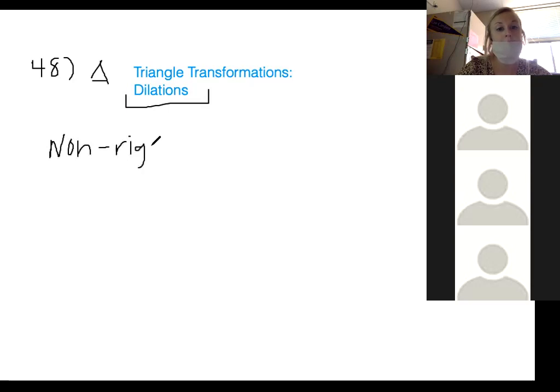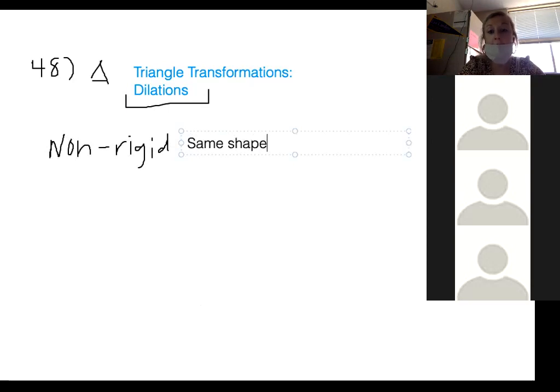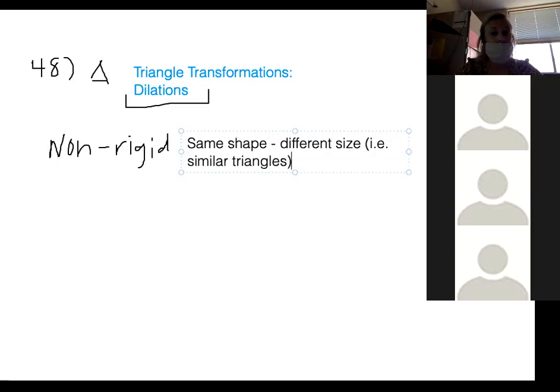Why am I writing instead of typing? Let's switch to a text box. And what non-rigid means is they are the same shape, but they're a different what? Size. Very good. So in example, when we did similar triangles in Unit 5A, I actually kind of like this typing thing. I could have been doing this all semester. Same shape, different size.